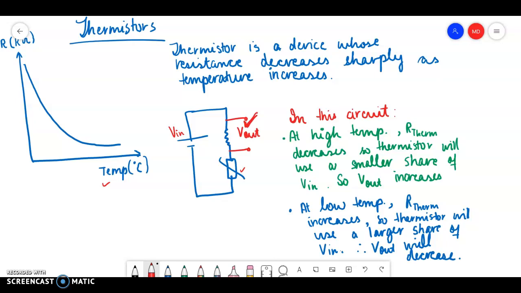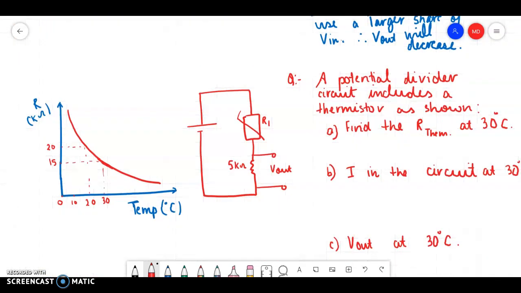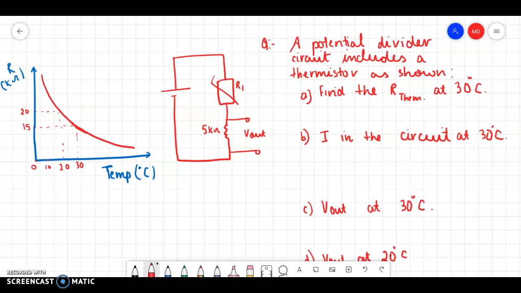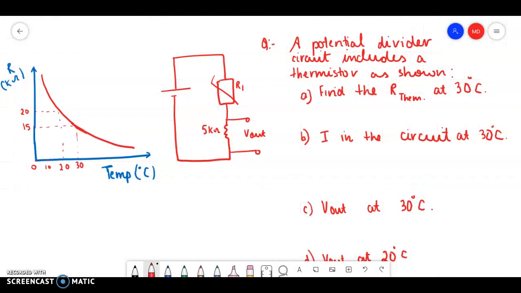So let's have a look at an example. We have a potential dividing circuit here, and we've been given the graph for the thermistor's resistance as well. A potential divider circuit includes a thermistor as shown. Find the resistance of the thermistor at 30 degrees Celsius. You'll find from the graph that at 30 degrees Celsius, the resistance of the thermistor is 15 kilo ohms. See, the units here are kilo ohms, so be mindful of that.